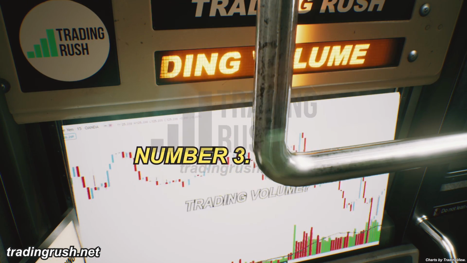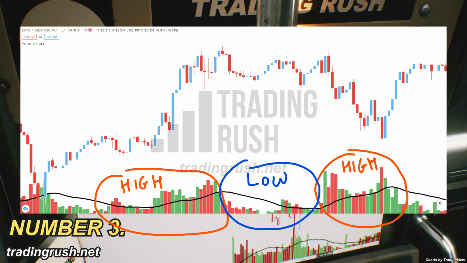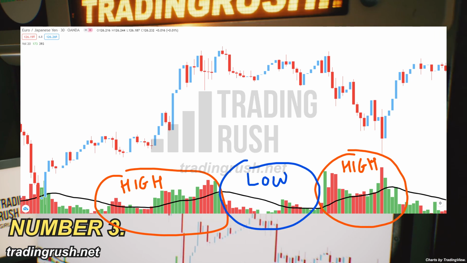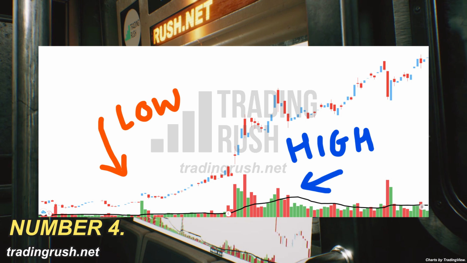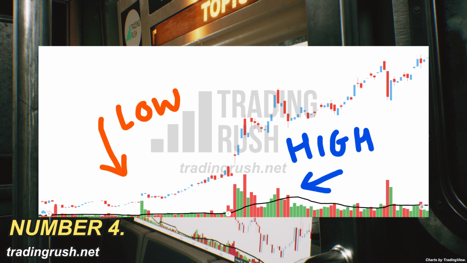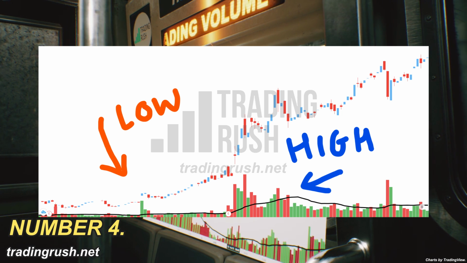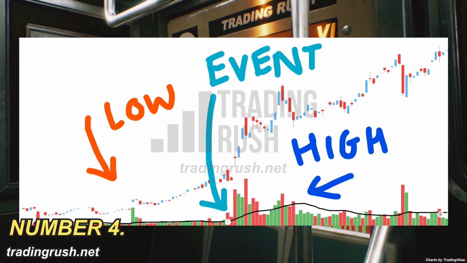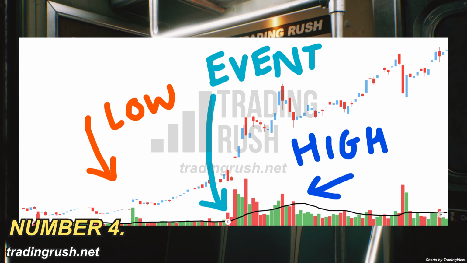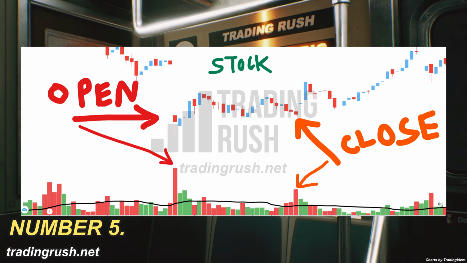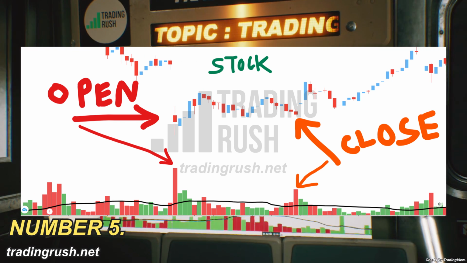Number 3. Avoid trading on low volume days and take trades on higher volume days. Number 4. Volume can be a lot higher and price movement can be more volatile on stocks during events or news releases. If you trade on smaller time frames, you should keep an eye on these news releases that impact the volatility. Number 5. Volume is usually higher during market openings and closing, and is low during lunch hours.